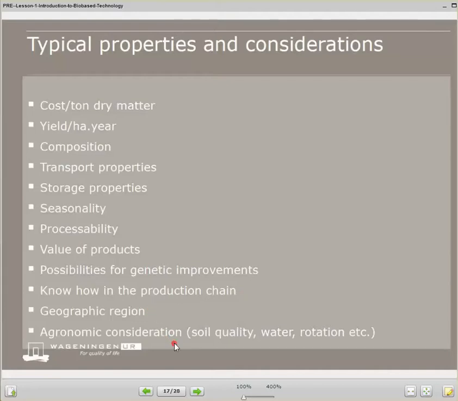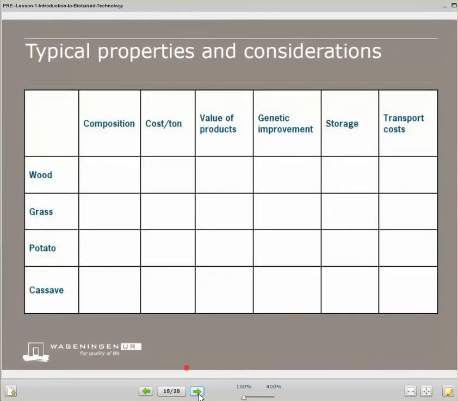Now, for your projects, you will not have to do all of this. It's way too much for a 6-week project. But definitely yield, composition, seasonality, value of products. These are the things that you will be considering, and of course, geographic regionality. And this is what you can start off with when you're doing your analyses.